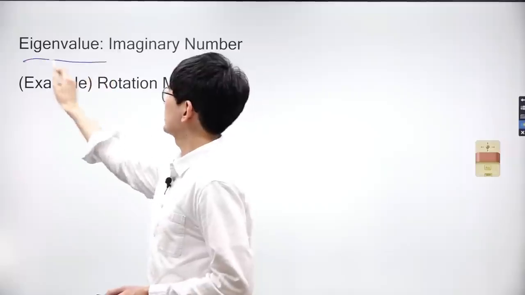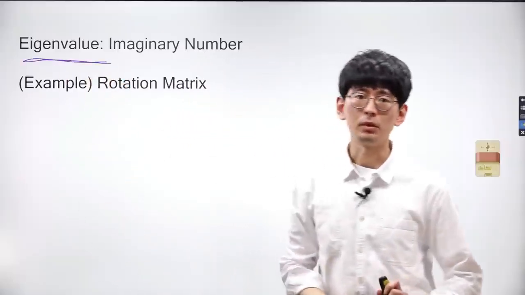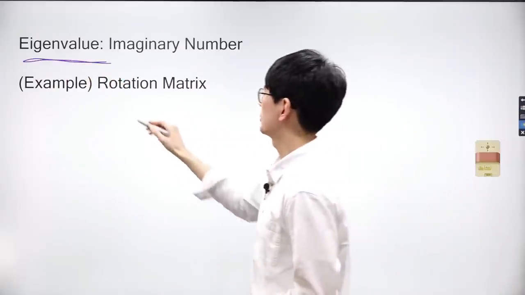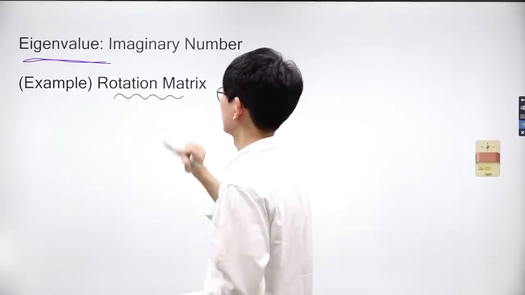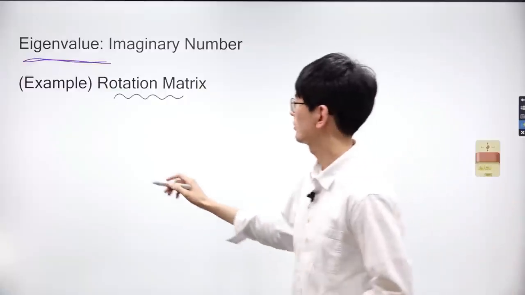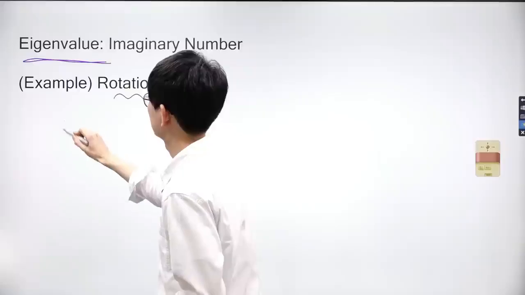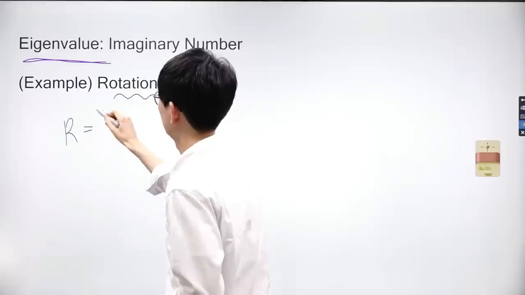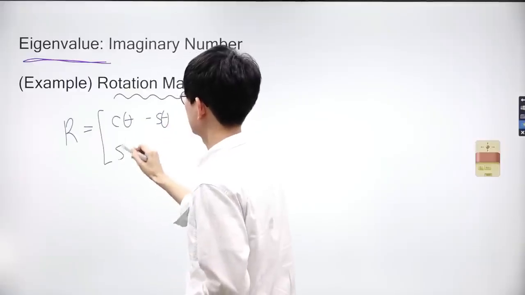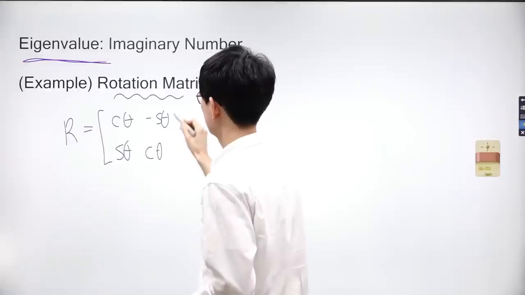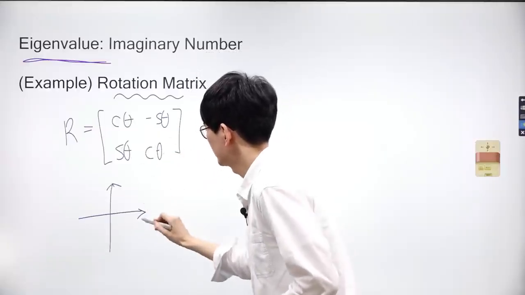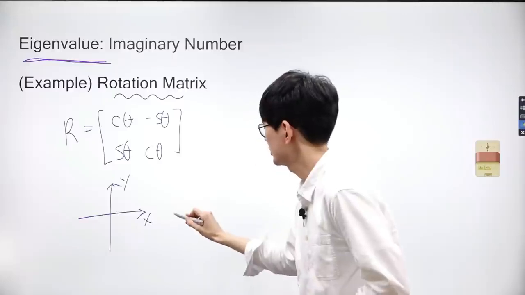However, eigenvalues aren't always real numbers, such as the case with 2 and 3 from the previous example. For instance, take a rotation matrix. If we consider a rotation matrix R that rotates space counterclockwise by an angle theta, it has entries cosine theta, negative sine theta, sine theta, and cosine theta.